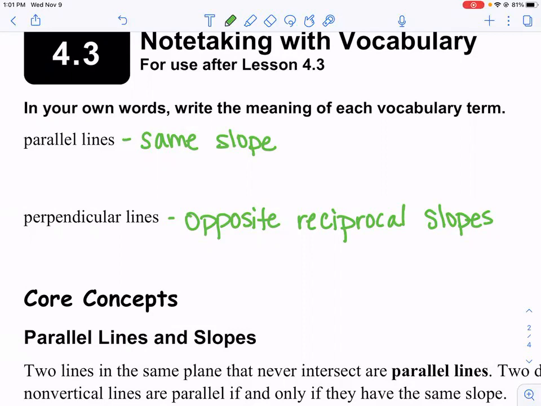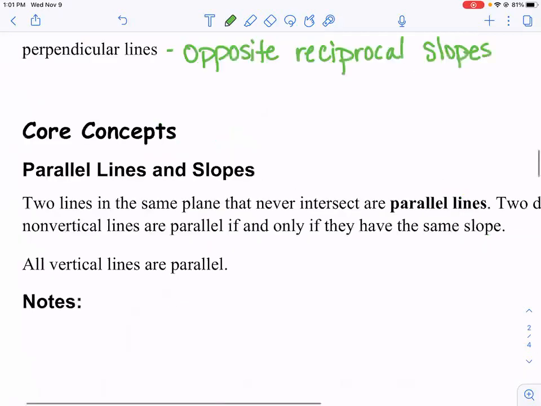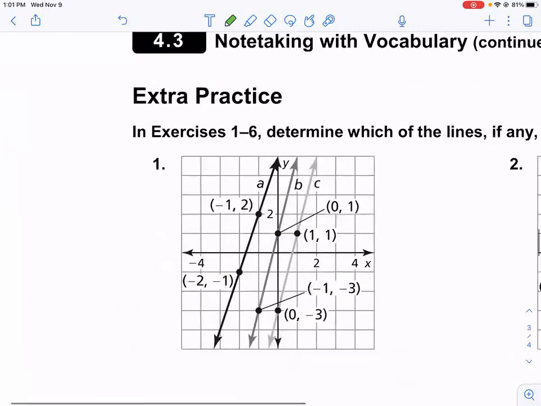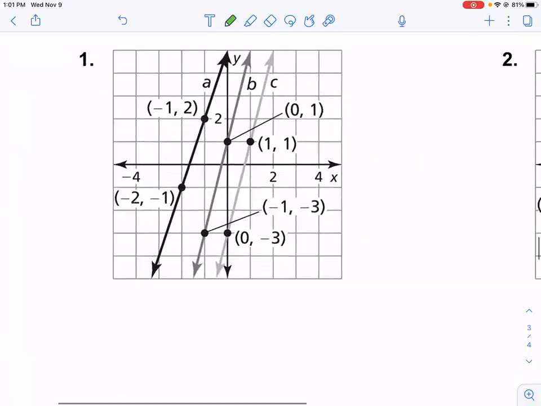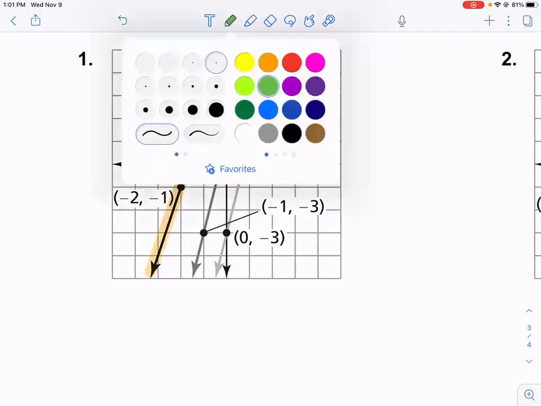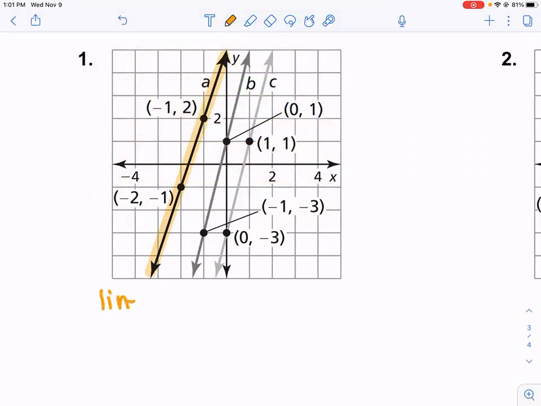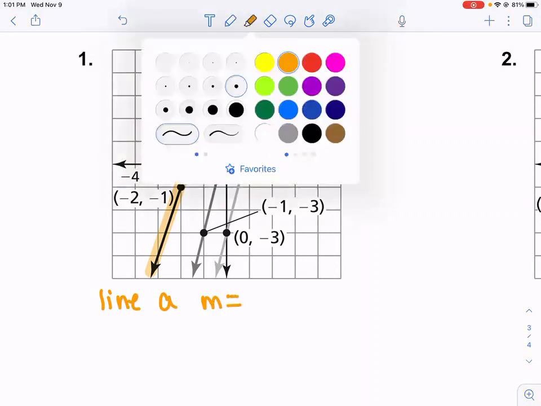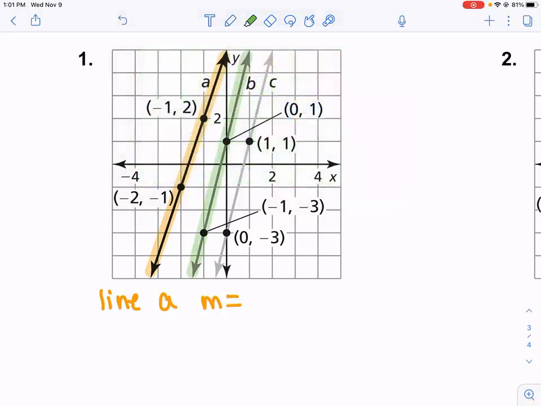So let's go to the next page. And I want you to look at this extra practice number 1. I would like you to identify the slope for line A, the slope for line B, and the slope for line C using the graph. So just count.